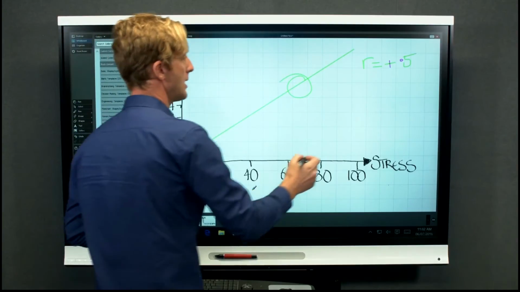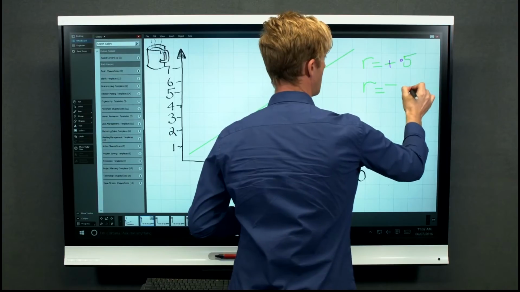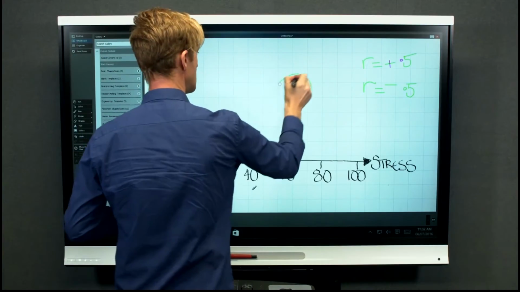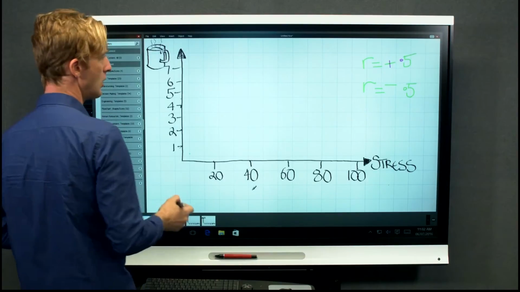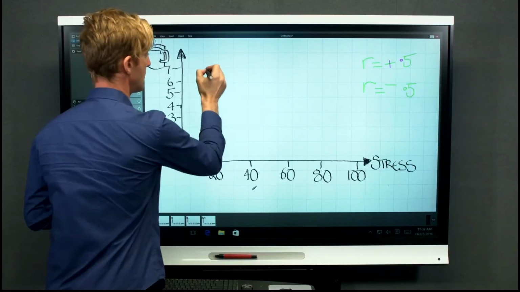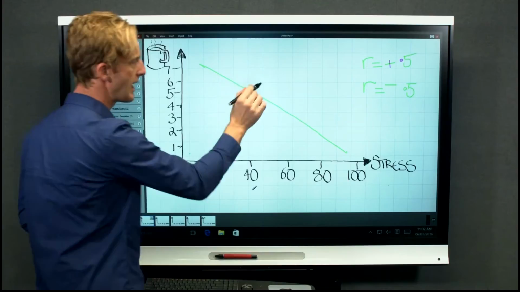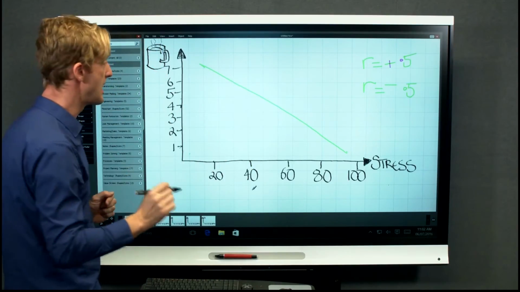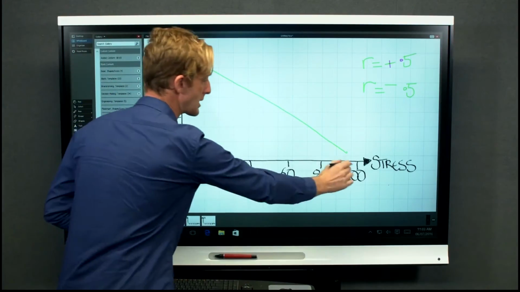Now, negative. You might have guessed by now that negative is just the opposite. Okay, so what negative tells us is if one goes up, the other goes down. Okay? So a negative, so we're not paying attention to the numbers at the moment, just the positive and negative, but a negative, what it tells us is that if coffee consumption is high, then stress is likely to be low.